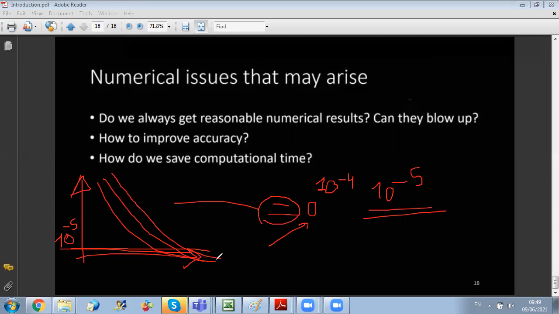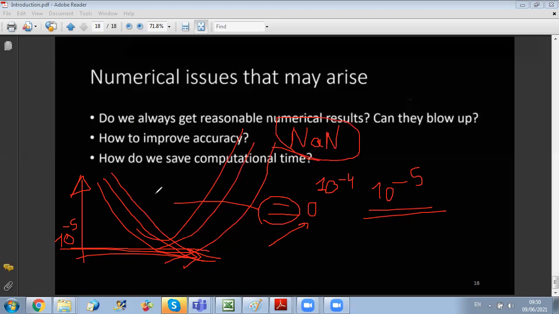But sometimes when you observe your residuals, instead of converging, they will diverge, and they will go to non-defined values. Then the computer will give you a warning message that you read as NaN. This symbol means it's not a defined number. So then your solution has diverged.